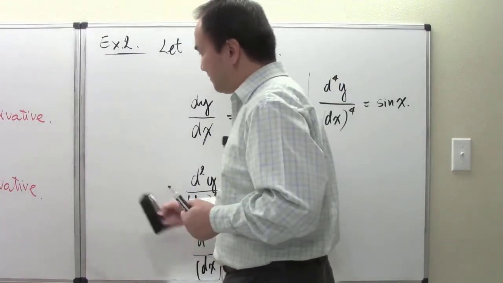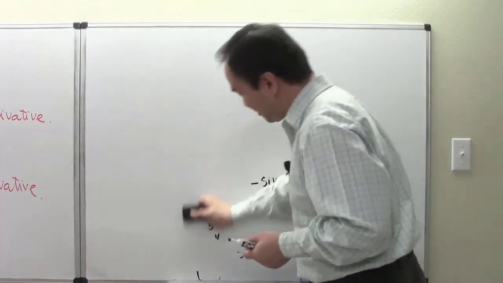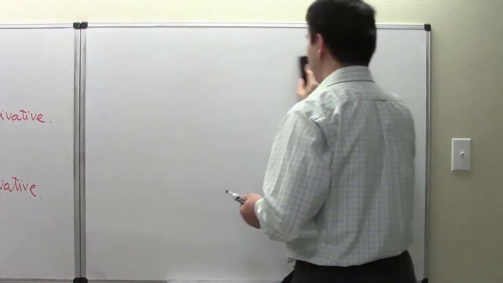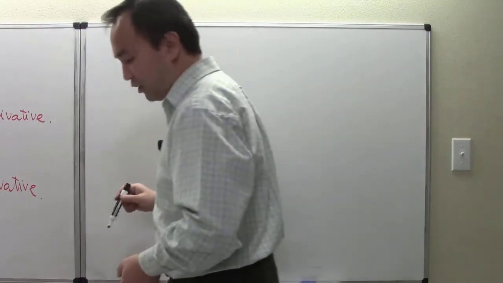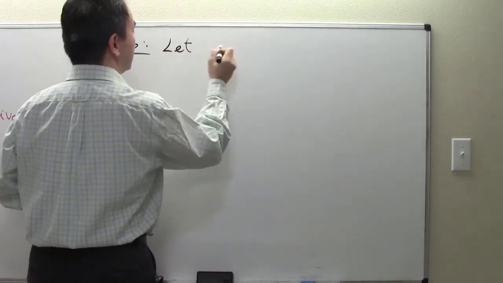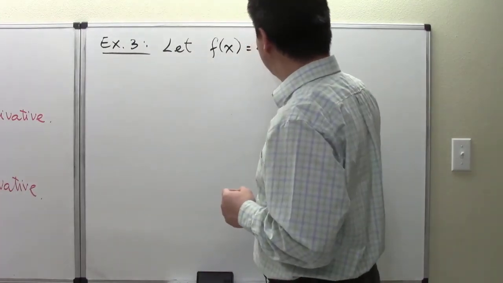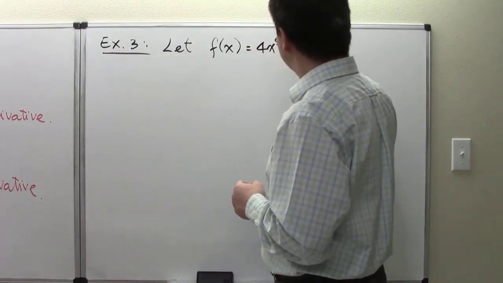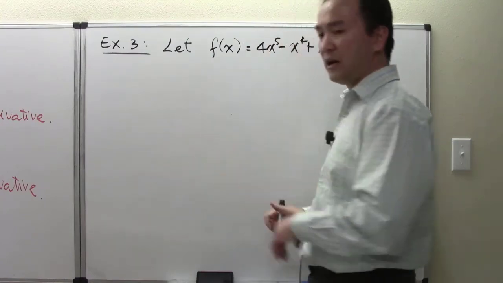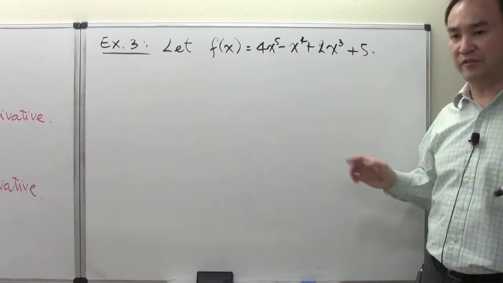Now let me get back to the third example here. The third example is very similar to the idea about higher order derivatives that I introduced. We're going to get back to a polynomial. So, example 3. Let f of x be 4x to the fifth minus x to the fourth plus 2x cubed plus 5. It's just a standard polynomial, fifth degree, with some coefficients and terms.